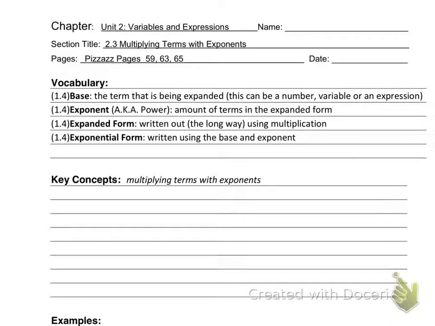And we're going to take a look at some key vocabulary that we've taken from previous sessions. So, from the notes of 1.4 that we did on our exponent review, we have the word base. And this is the term that's being expanded. It can be a number, variable, or an expression. The next thing that we've got is the exponent, which is the same thing as the power. It's the amount of terms that are in the expanded form.